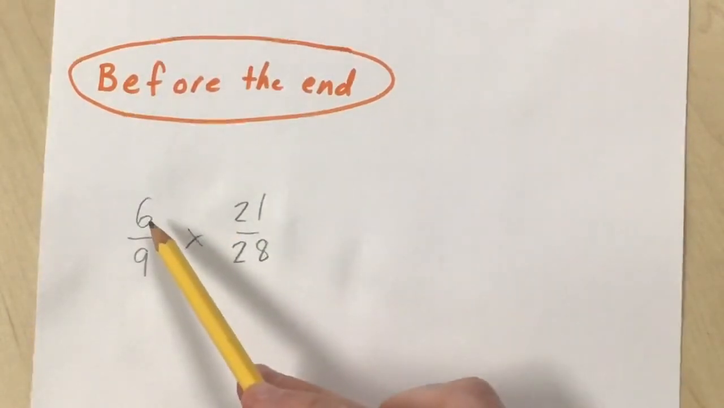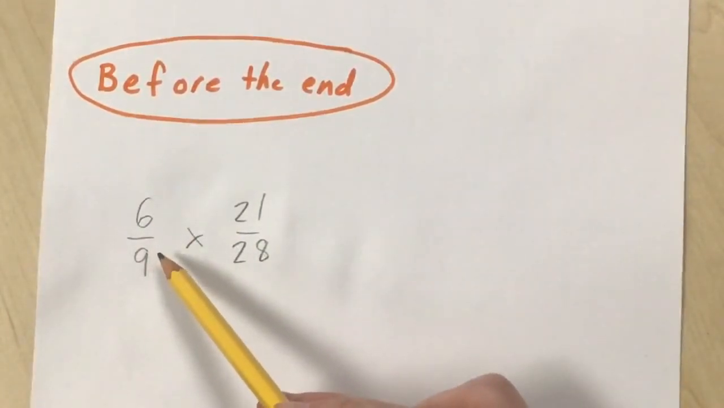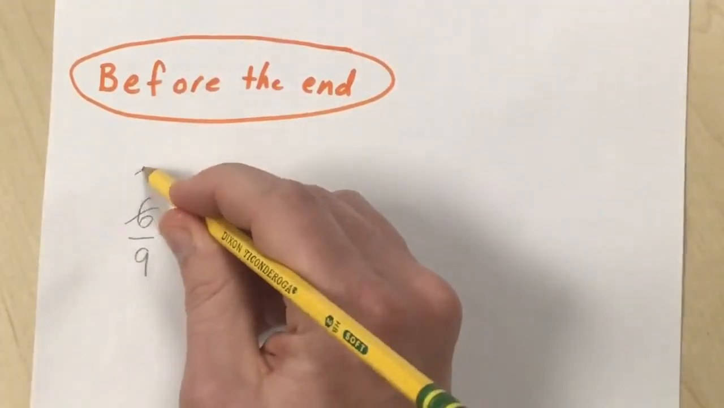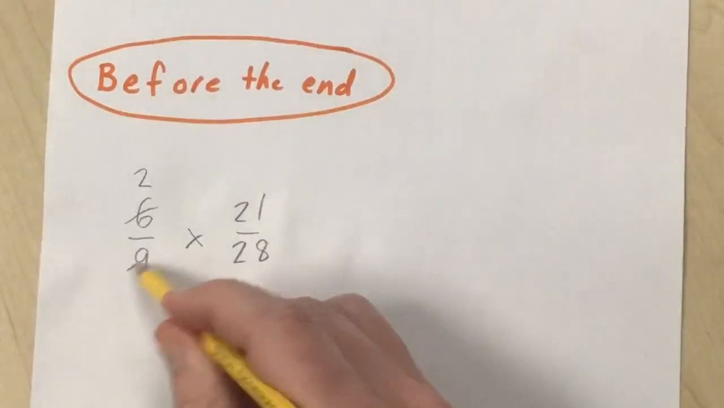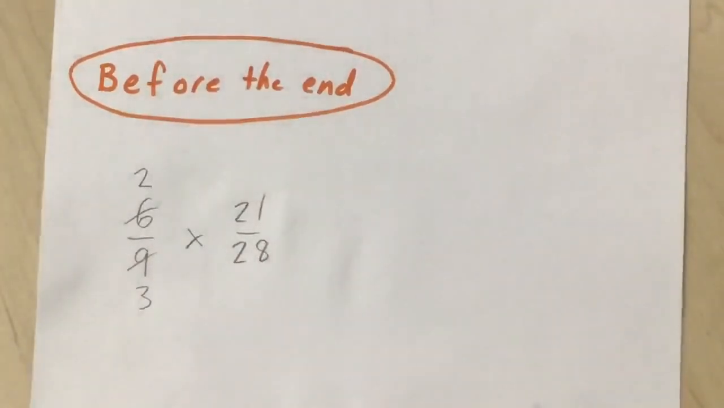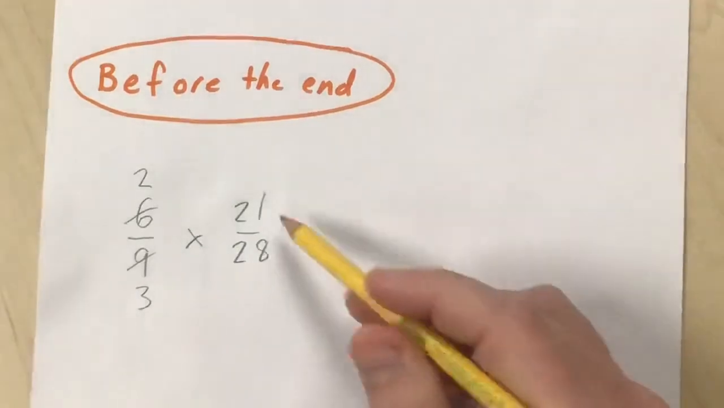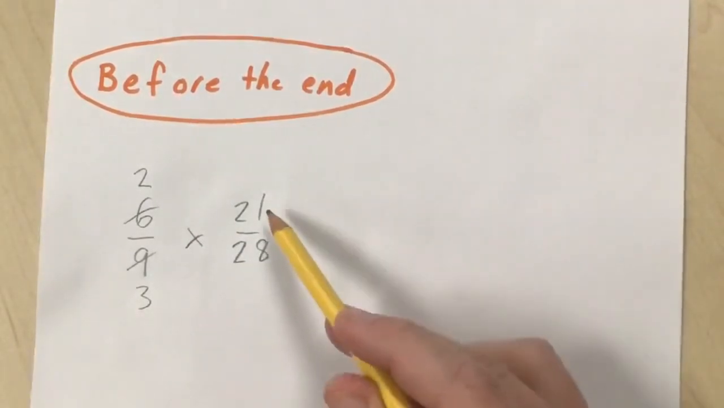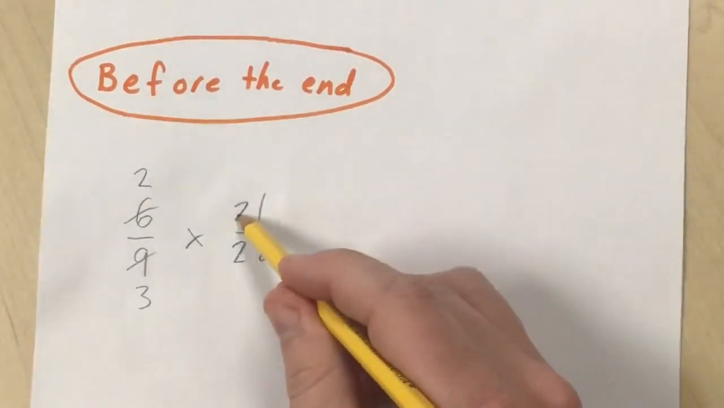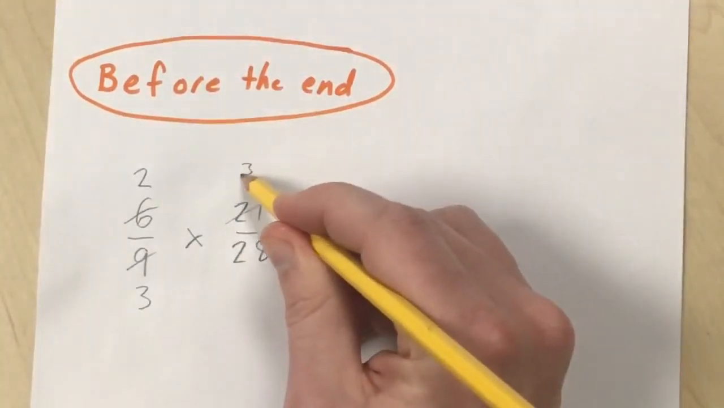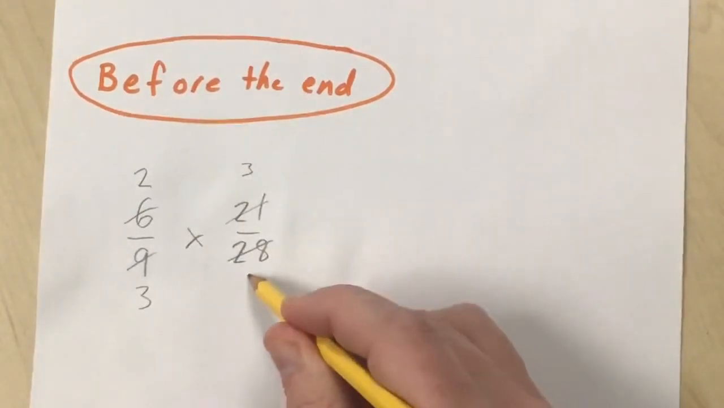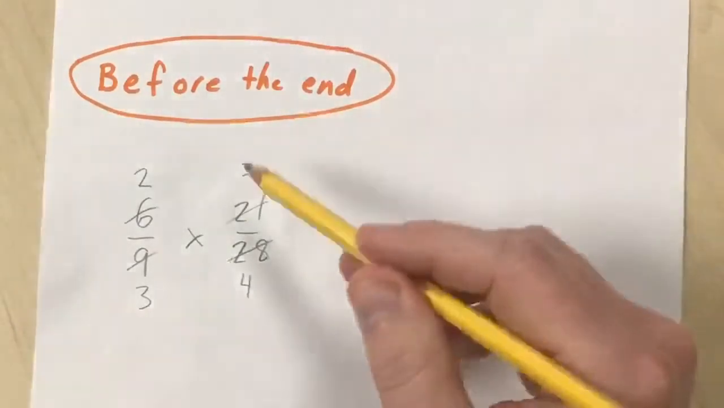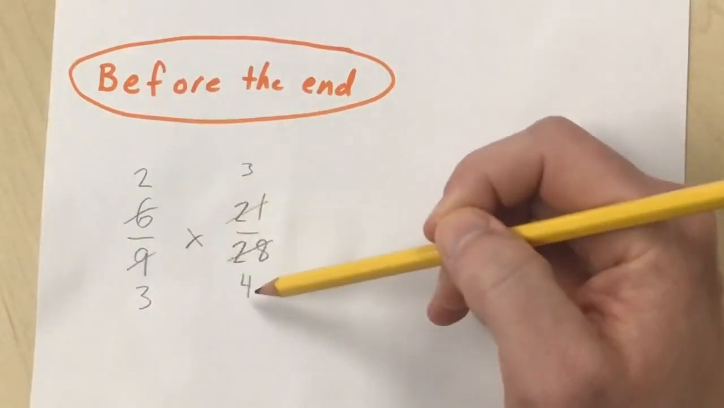which means that I can look at any top number and see if it plays nice with any of the bottom numbers. In this case, I automatically know 6 and 9 can be reduced if I divide both by 3. 6 divided by 3 turns this into a 2. 9 divided by 3 turns this into a 3. Wow. I also know that 21 and 28 play nice together. So I could divide both of those by 7. 21 divided by 7 is 3, and 28 divided by 7 is 4.